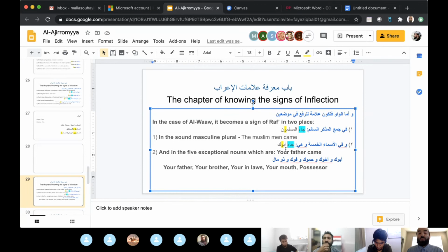So I think we'll stop here, but quickly again, these 5 exceptional nouns are abuka, akhuka, hamuki, fuka, and dhu mal. If I was to add an alif here instead of a waw, my computer's acting up, but just imagine an alif here instead of waw. In that case, it would not be marfu'. That would indicate an inflection called nasb. And if there was a ya here instead of a waw, that would be the inflection of khafd. So this waw in these 5 nouns indicates rafa.